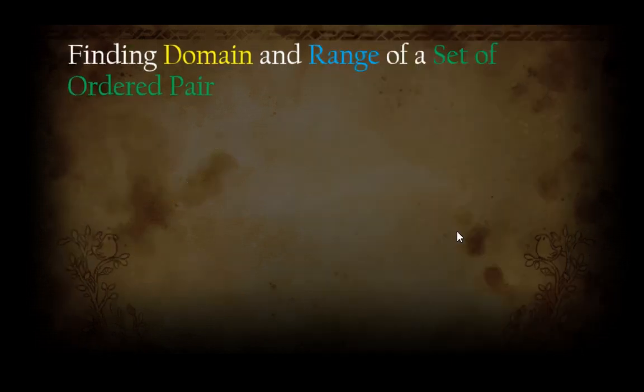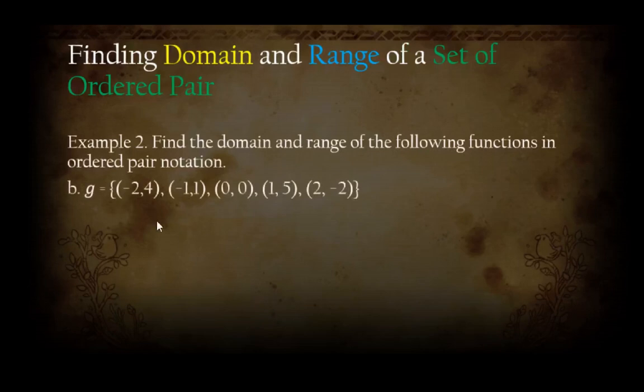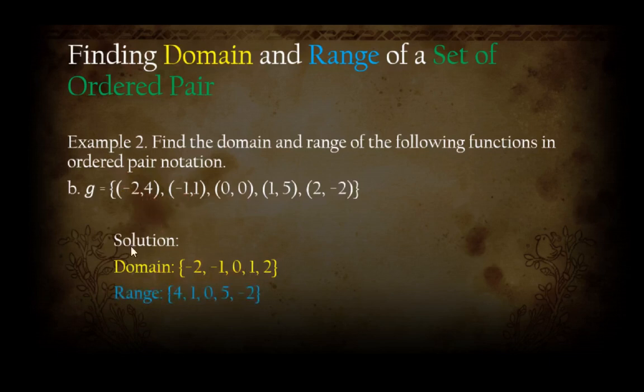Another example, we have function g in this case. So we have (-2, 4), (-1, 1), (0, 0), (1, 5), and (2, -2). And for our solution, we have the domain. So that is -2, -1, 0, 1, and 2. These are the set of first components in our ordered pairs. Also, the range is 4, 1, 0, 5, and -2.